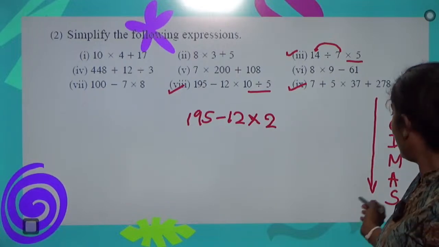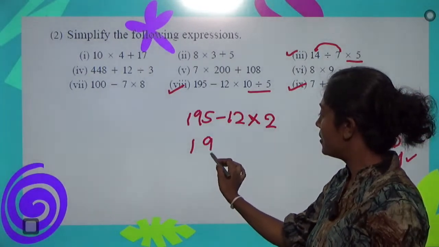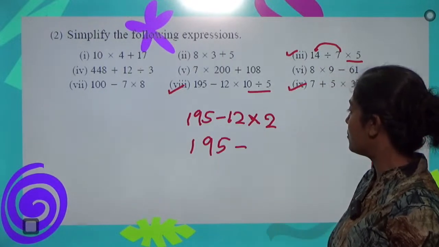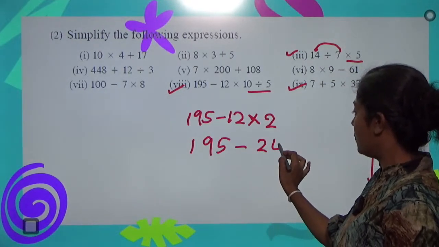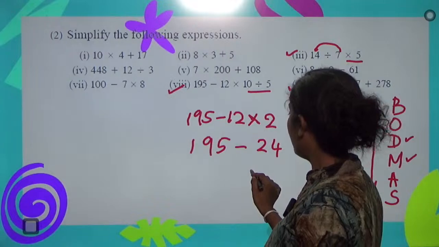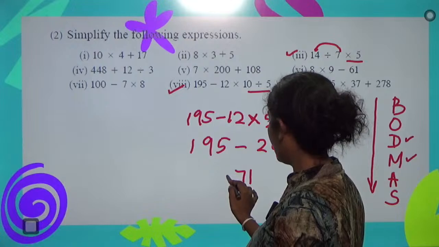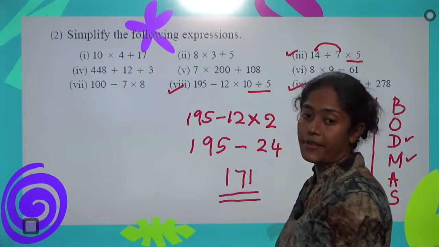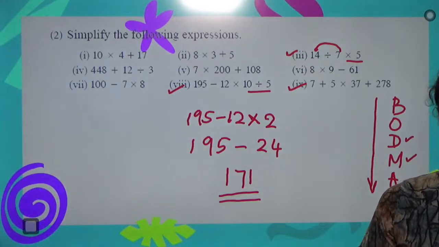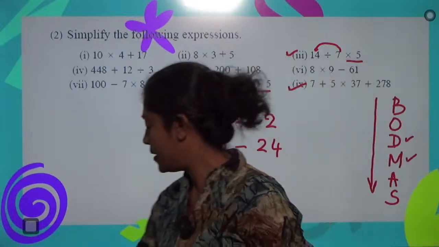Yes, teacher. Then what you have to do is multiplication. Then 195 subtraction, then 12 into 2, the answer is 24. Now you can do the subtraction part. 5 minus 4, 1, 9 minus 2, 7, 1 minus 0, then 1. The answer is 171. Okay. Yes, teacher. Right. Then next question.